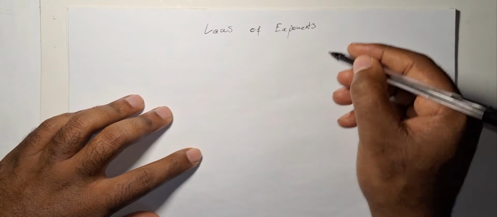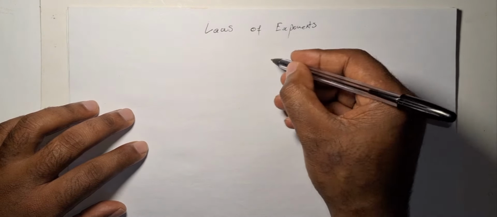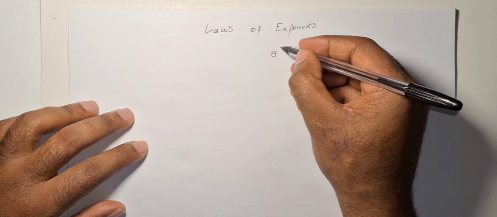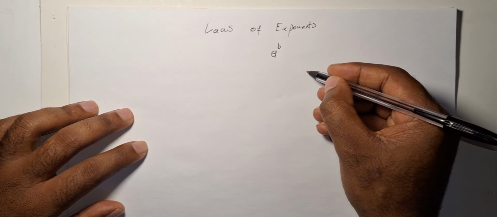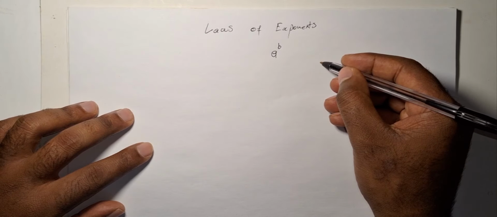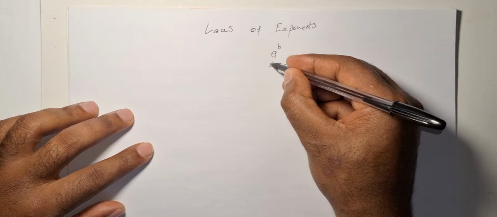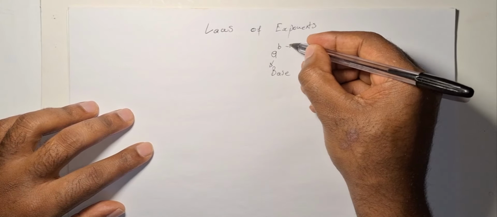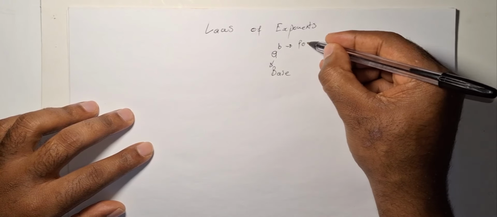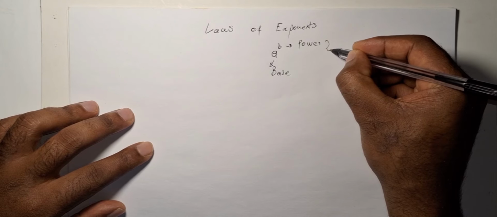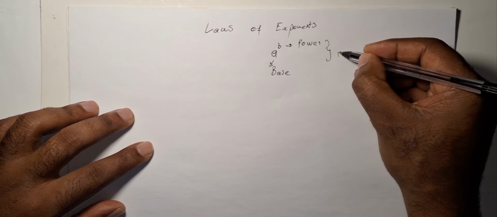First up, let's talk about the basics. Every exponent has 2 main parts. It has a base and it has a power. Think of a base as the number we're working with and the power as how many times we multiply that base by itself. As written in this example, if A is our base and B is our power, we write it as A raised to the power of B.